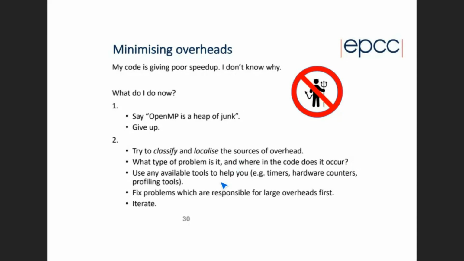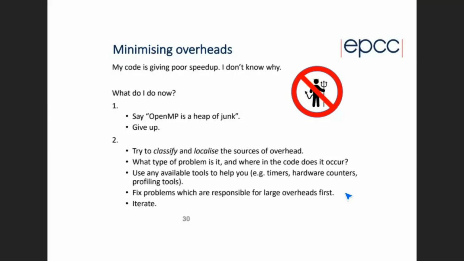Use tools that are available to you, so timers, possibly hardware counters, profiling tools can be useful. And, same as what you would do for optimizing sequential code, fix the problems which are responsible for the large overheads first. There's no point fixing small problems if the big problems are still there. And then go around again. Once you fix the biggest problem, ask yourself, what's the next worst problem? What type of problem is it? Where in the code does it occur? What can I do next?